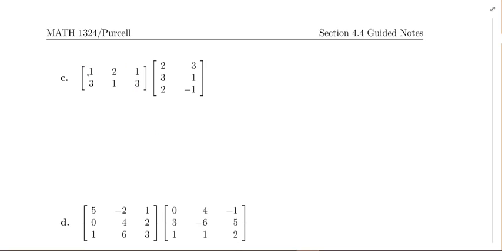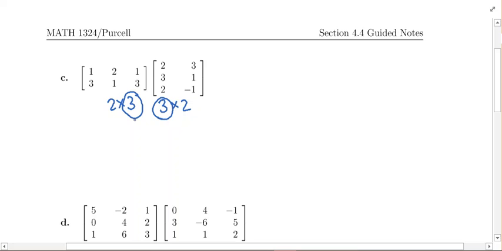This first matrix, write down the dimensions. It has 2 rows and 3 columns, so it's a 2 by 3. This second matrix has 3 rows and 2 columns. It's a 3 by 2 matrix. Check the inner numbers. The inner numbers match, so you're good. You can do the multiplication. The resulting matrix will be a 2 by 2 matrix.